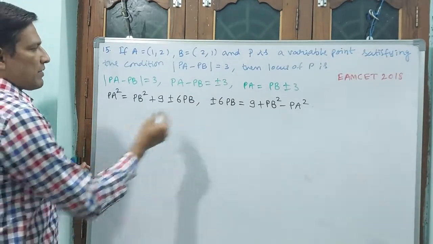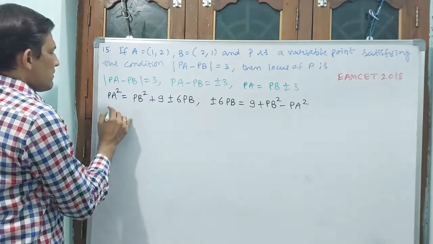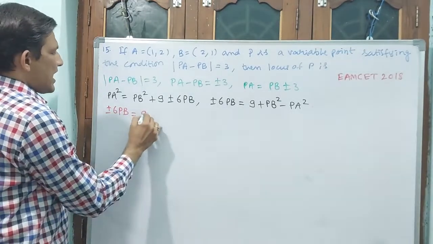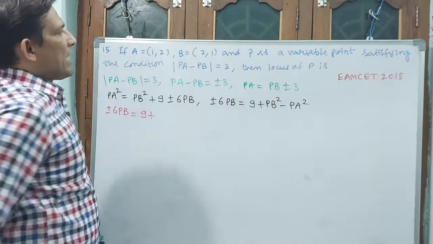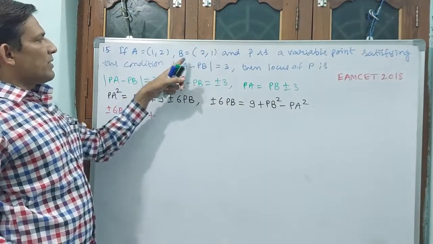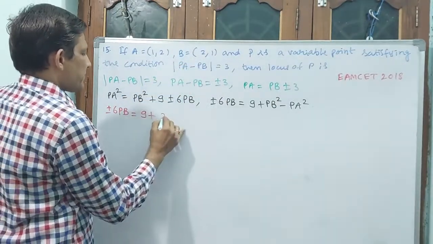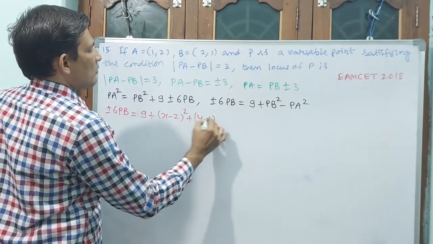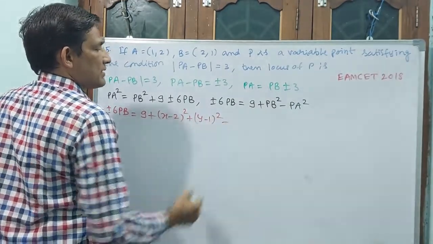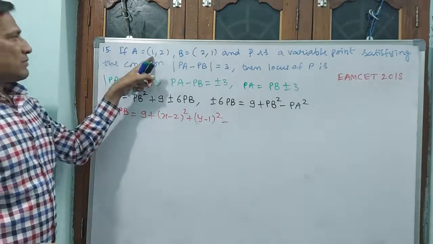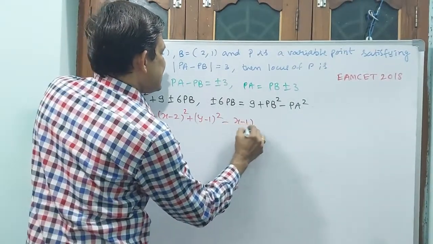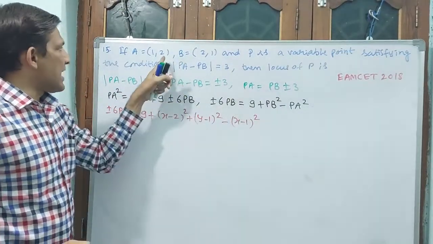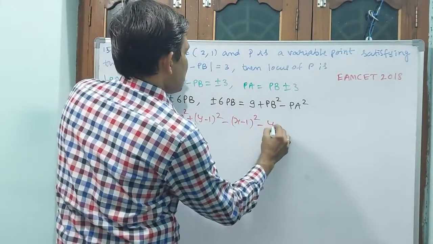But I am proceeding with plus or minus 6PB is equal to 9 plus PB square. PB square means x minus 2 whole square plus y minus 1 whole square minus PA square, x minus 1 whole square. No plus y, because minus is there. Minus x, y minus 2 whole square.